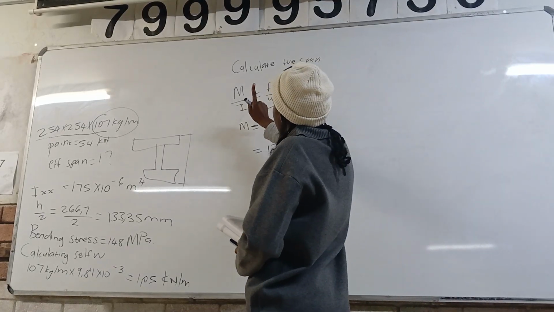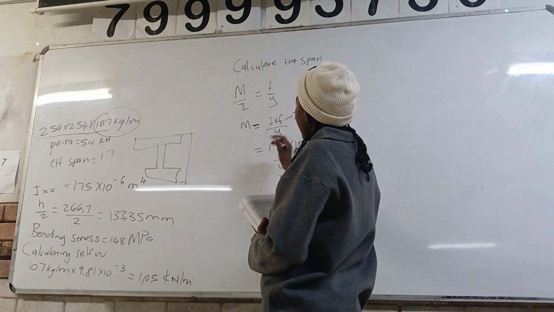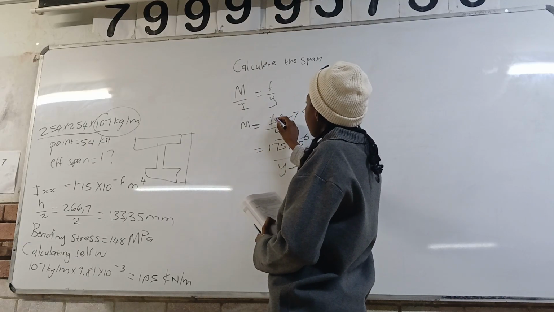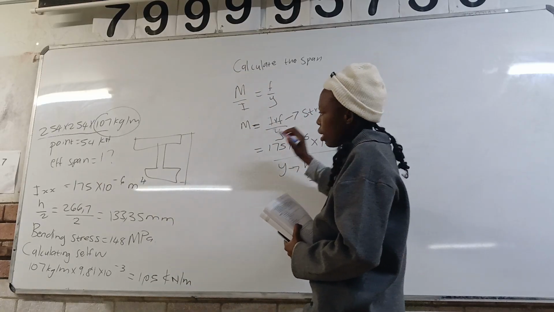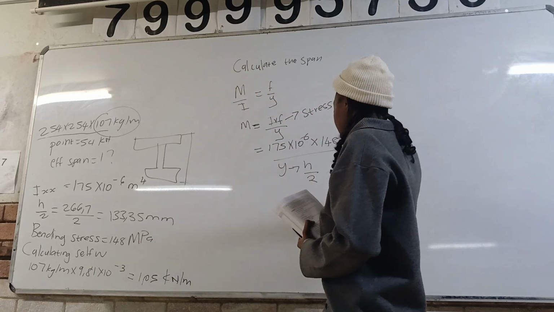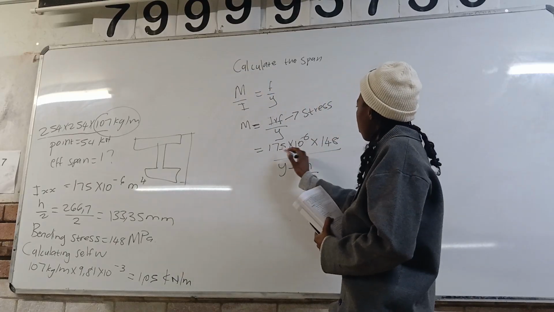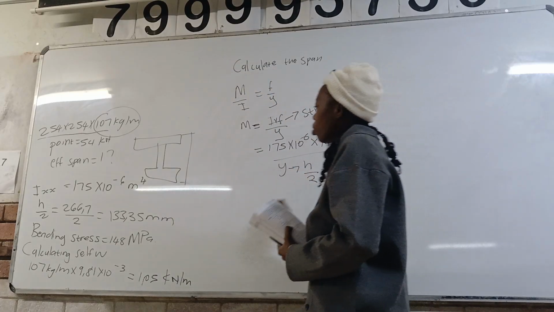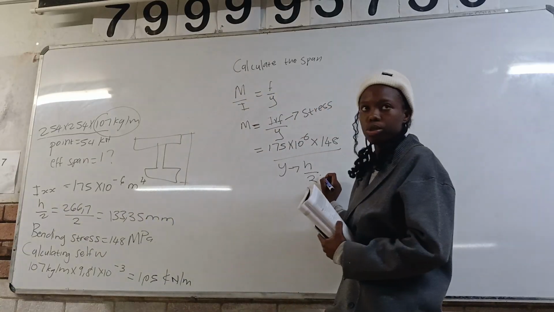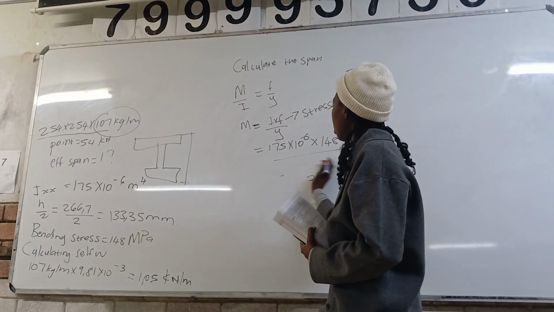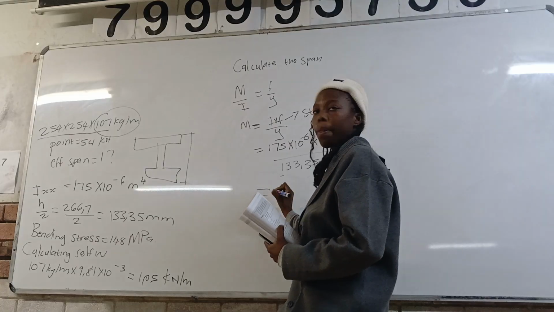This is the formula. M divided by I is equal to F divided by Y. We need M, so we cross multiply. We'll have I multiplied by F. This I is the IXX that we got from the table, and F is the stress. We have a stress of 148 MPa. The I needs to be multiplied by 10 to the power 6 again, and Y is H divided by 2. The reason we got H divided by 2 was to substitute for Y, which is 133,35.